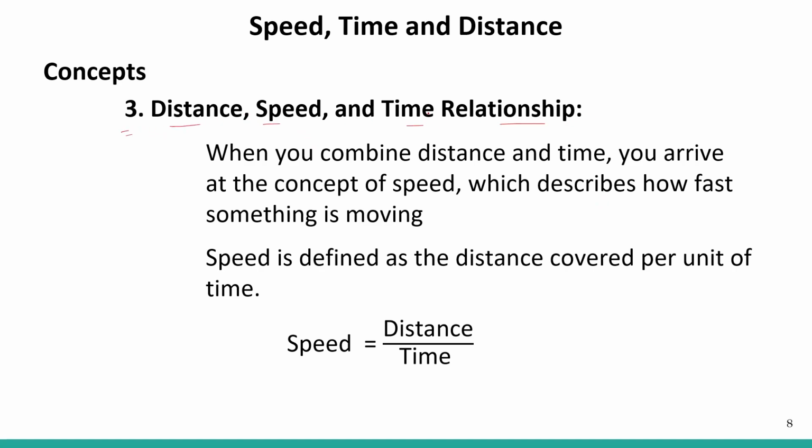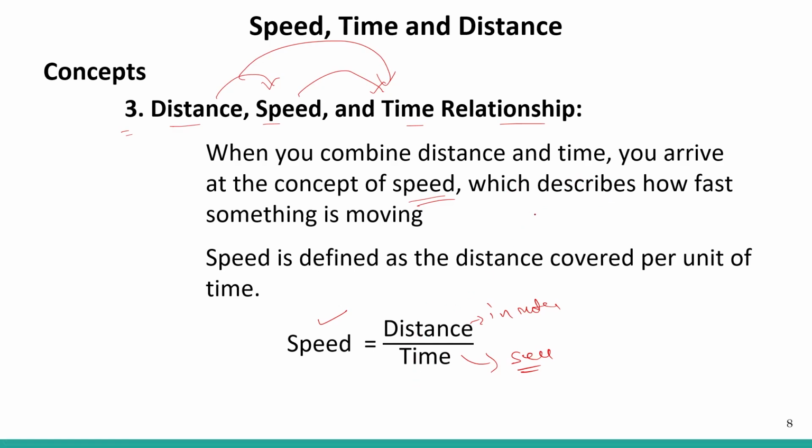Let's go forward with the third concept, that is the distance, speed and time relationship. What is the relationship between these three? It is represented by the formula speed is equal to distance by time. To calculate speed, you need distance in meters and time in seconds. When you combine distance and time, you arrive at the concept of speed, which is developed using the relationship between these two.